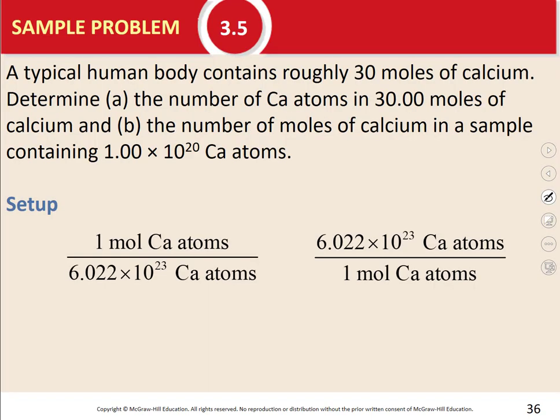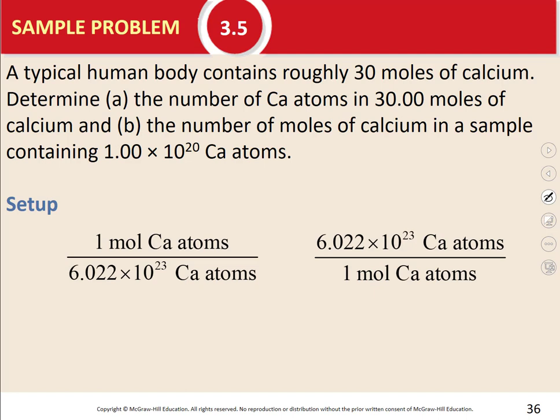So let's look at a couple of sample problems here. A typical human body contains roughly 30 moles of calcium, mostly where? Bones, right? Your bones are full of calcium. Now, question A asks, what is the number of calcium atoms present in 30 moles of calcium? And then part B asks us to go backwards.